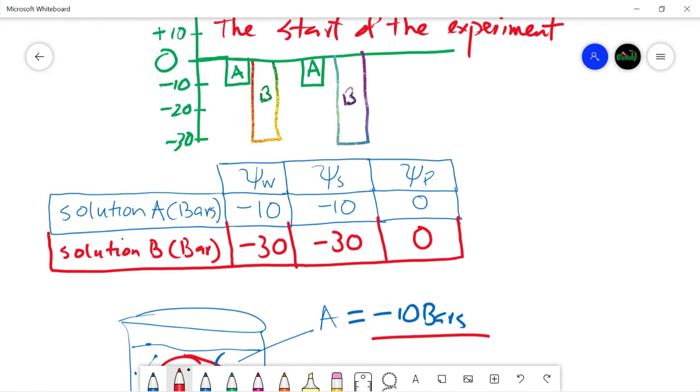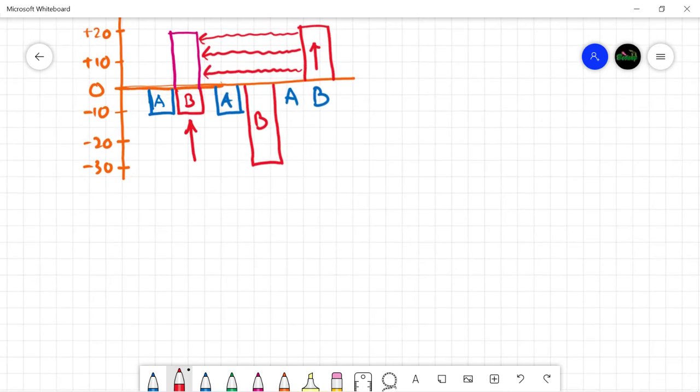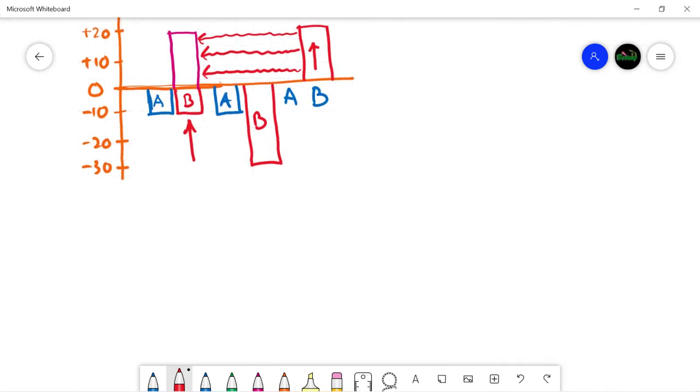The upper row is solution A and the lower row is solution B, and the values are in bars. So we are going to draw this table. Right now we are going to draw the table. We have 3 columns: this is column number 1, column number 2, and then column number 3, and we have 3 rows.